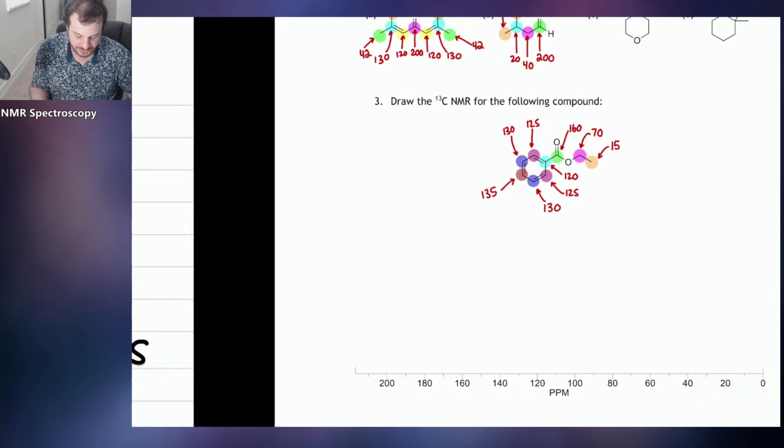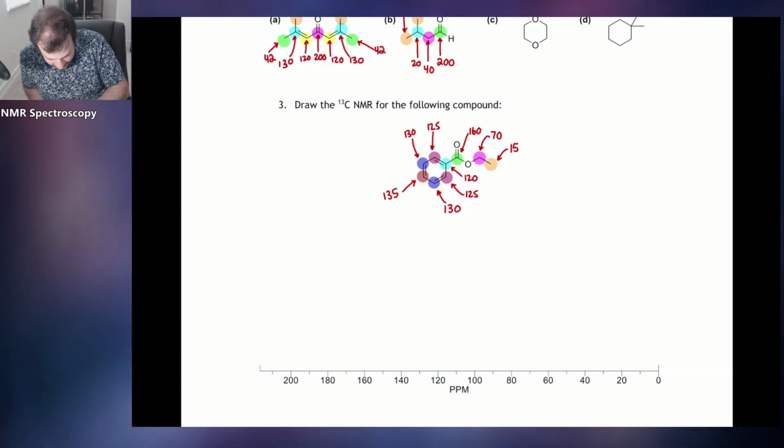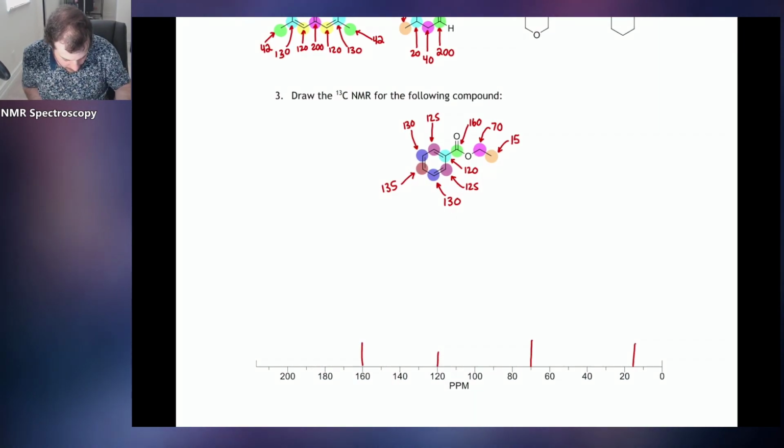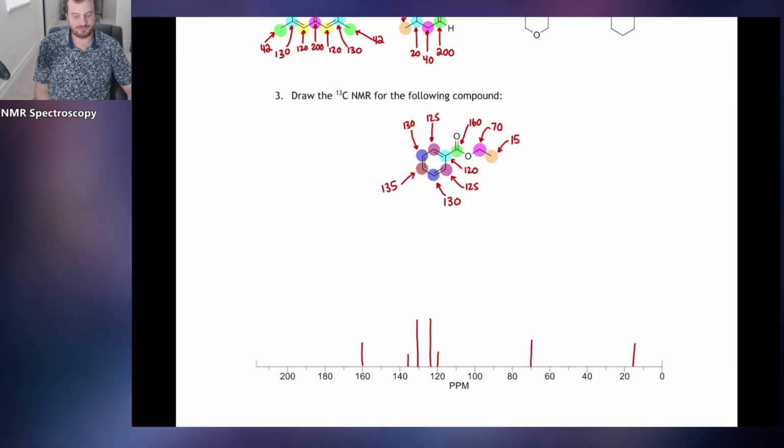Okay, so now let's draw in those signals. So we have one signal at 15. We have a signal at 70. They're all singlets, remember. We have something at 160, the ester. We have a peak at 120. We have 2 carbons contributing to a peak at 125. So why don't we make that double height, just to show that there's 2 carbons contributing to that peak. Then we have 2 carbons at 130. We'll also make that double height. And then we have one at 135, so we'll make that small again.